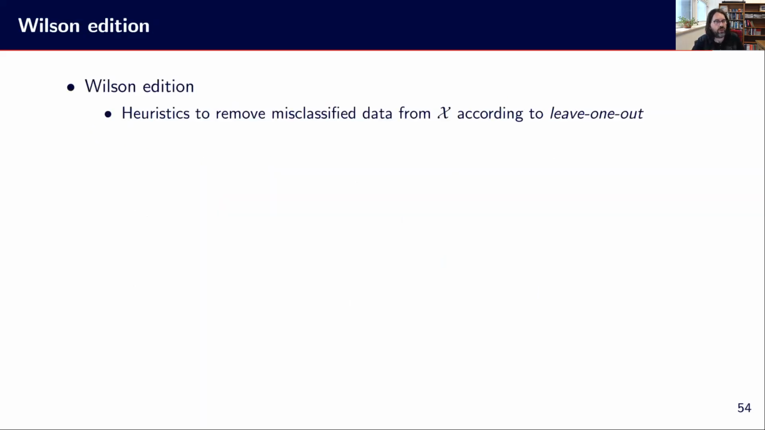So this is one heuristic. We also have another one, which is looking at the problem the other way around. With Wilson editing, we are looking at heuristics that will remove misclassified samples. Basically, it's more to clean up the data set, to remove the outliers, the samples that are disagreeing with the other samples we have in our data set. This is done by removing the misclassified samples according to a leave one out approach. The point is to eliminate the data that are thought to be aberrant, noisy outliers.